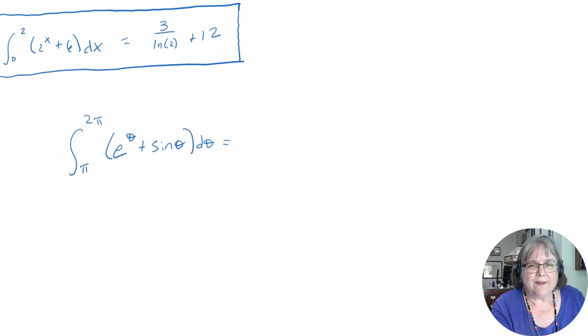Now, it doesn't always have to be an x. We had y, now we have theta. But this is like if you just have e to the theta, it's not e to the 2x or e to the 4 theta. This is just simple. So when you integrate it, you get e to the theta again. And what did you take the derivative of to get a positive sine? Well, it must have been a negative cosine. And we're going to evaluate that from pi to 2 pi.